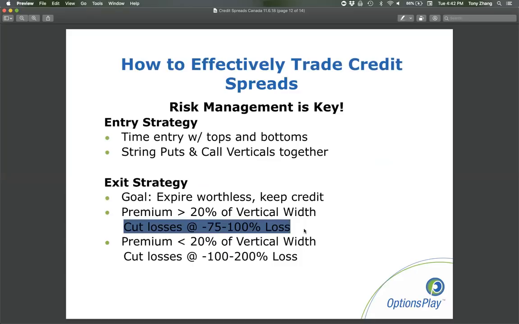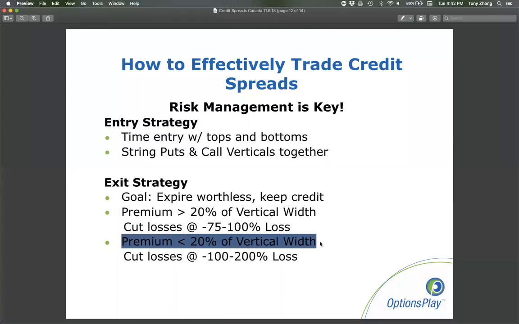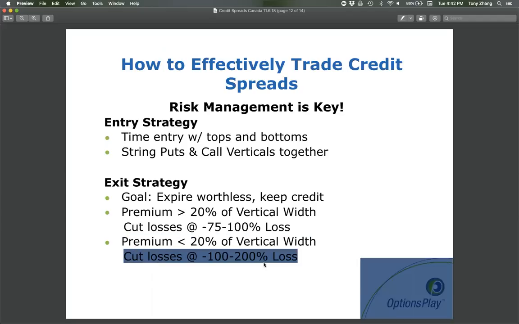Now, for those of you that sell those really far out of the money credit spreads that have very high probability of profit, this is where the premium you're collecting is going to be less than 20% of the vertical width. So if you're selling a credit spread that's $10 wide and you're only collecting $1, that's an example of where you're collecting less than 20% of the vertical width. And this is where you want to cut your losses if you've lost anywhere from 100 to 200% of the credit that you've received on that trade.